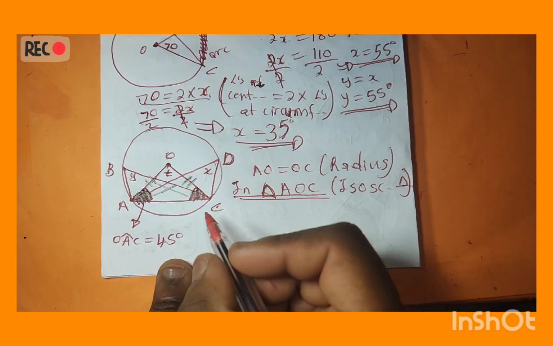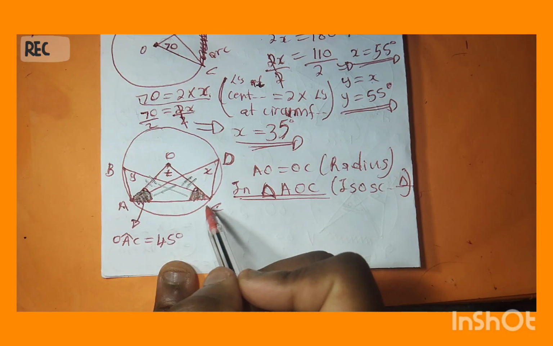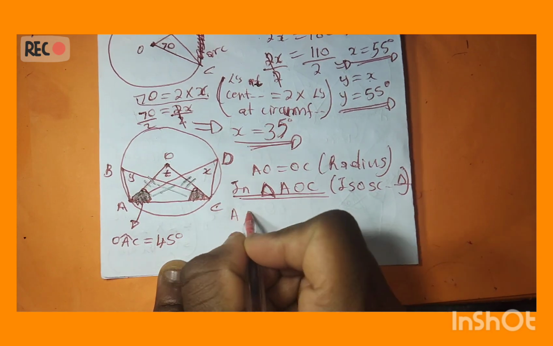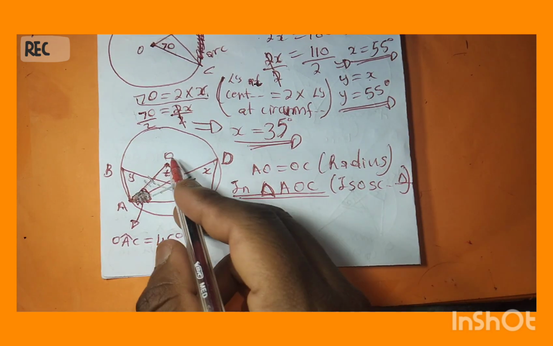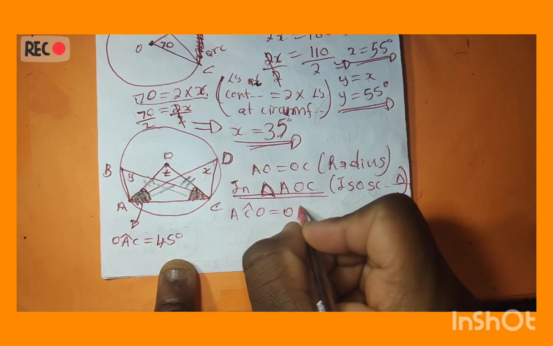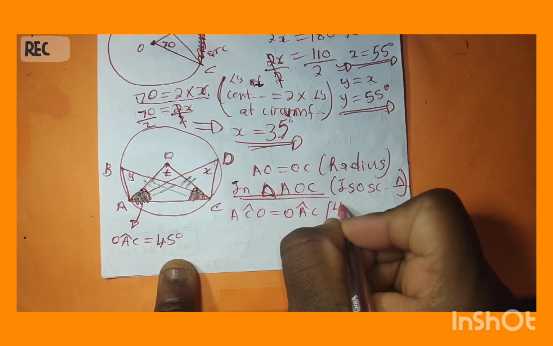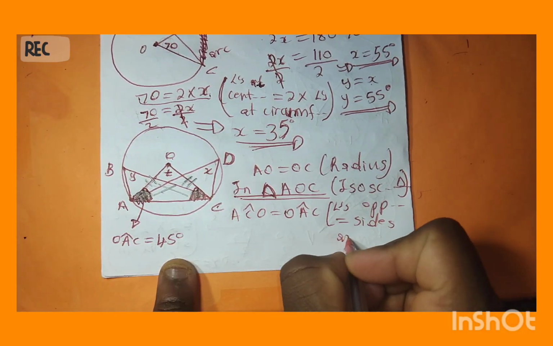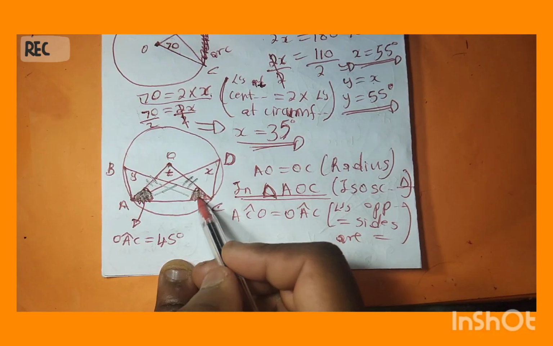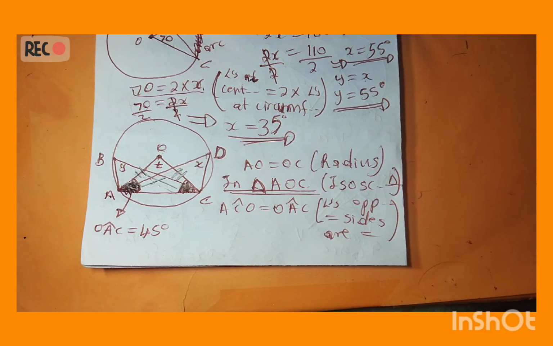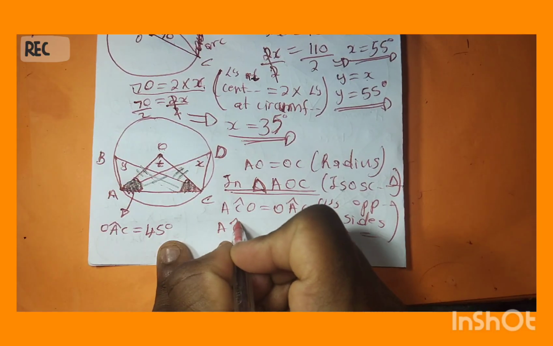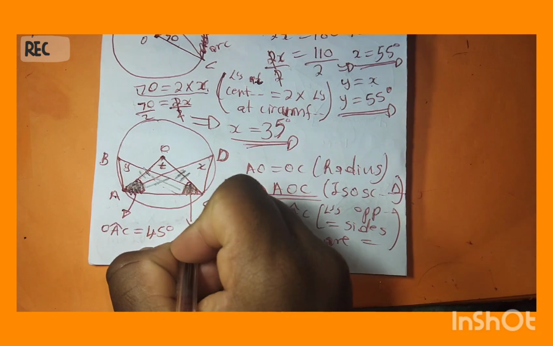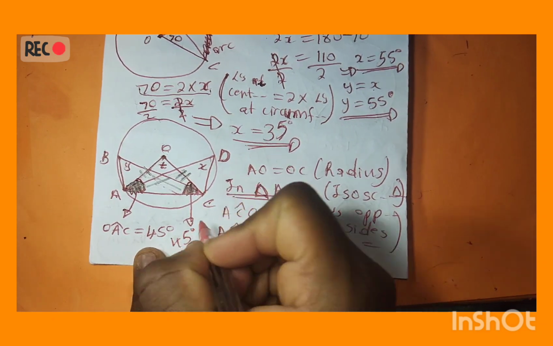Then in the isosceles triangle, I can tell that ACO is equal to OAC. Angles opposite equal sides are equal. The angles, guys, that are opposite the equal sides will be equal. Meaning that ACO is equal to 45. So it means here, guys, we also have 45 degrees. Do you see?